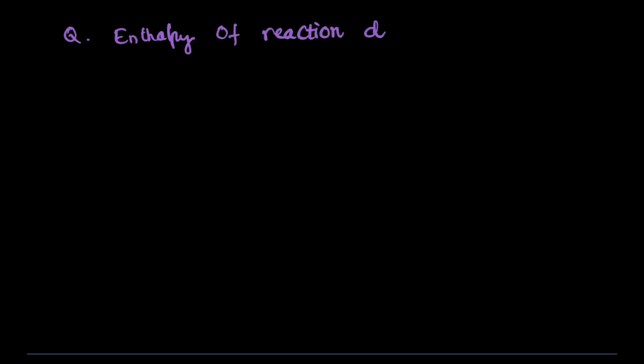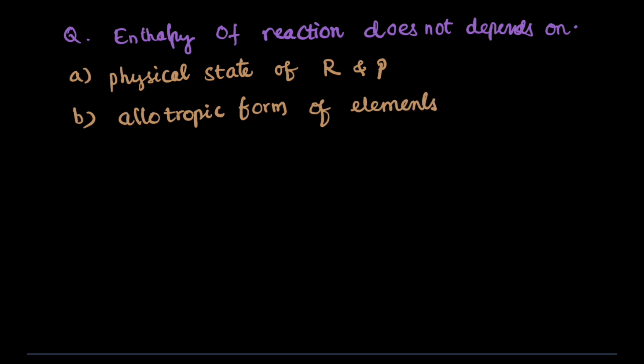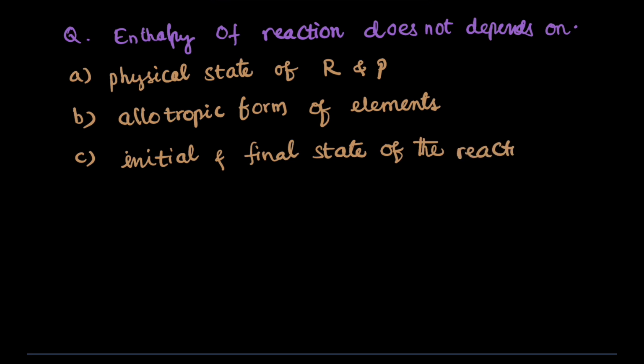The next one is, enthalpy of reaction does not depend on, and it is one of the questions. Options, just observe and answer it. A, physical state of the reactants and products. B, allotropic form of the element. C, initial and final state of the reaction. D, intermediate steps involved in the reaction.